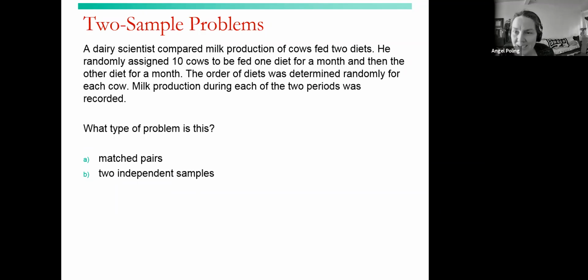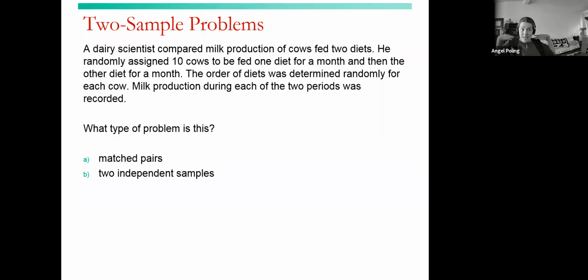So a dairy scientist compared milk production of cows fed 2 diets. He randomly assigned 10 cows to be fed one diet for a month and then the other diet for a month. The order of the diets was determined randomly for each cow. Milk production during each of the 2 periods was recorded.